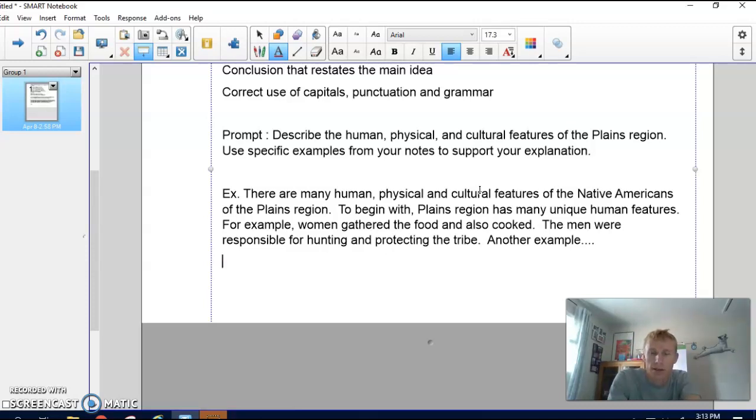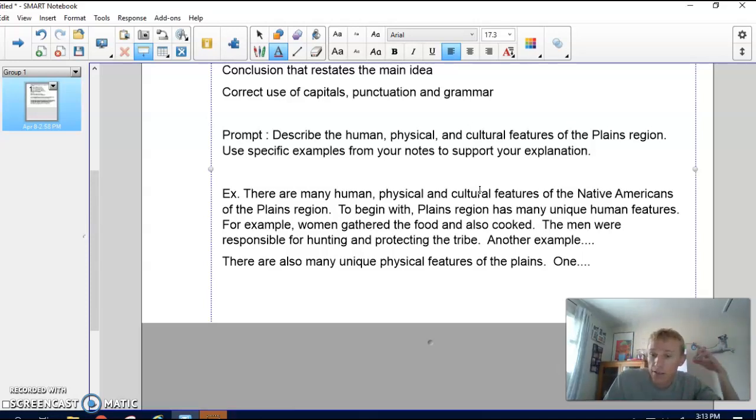Also, how would I start that? Also, there are also many unique physical features of the plains. And then this is where I could say one example or something, and I could fill in from there.